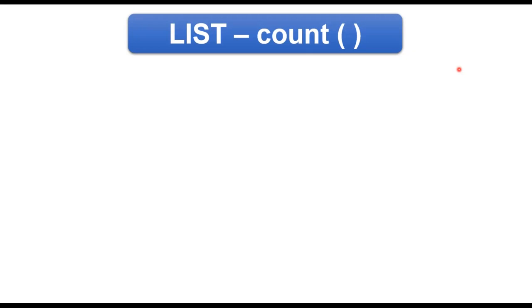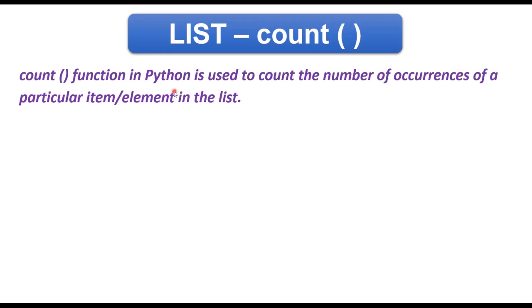Today we are going to learn about one more built-in functionality of list, that is count. So let us learn about it. Count function in Python is used to count the number of occurrences of a particular element in the list. So what does it mean? It means that the count method is going to count how many number of times a particular element is appearing in the list. Or we can say how many number of times a particular element is repeating itself inside the list. So what is the syntax for the same?